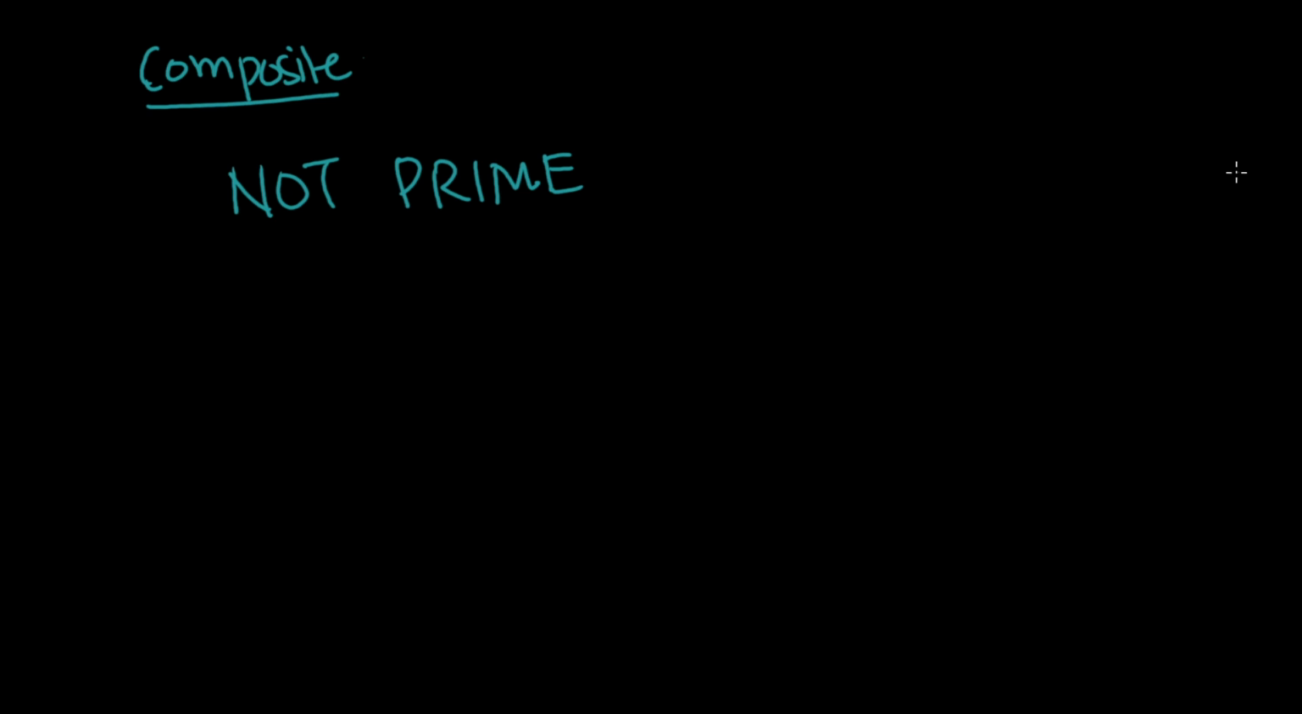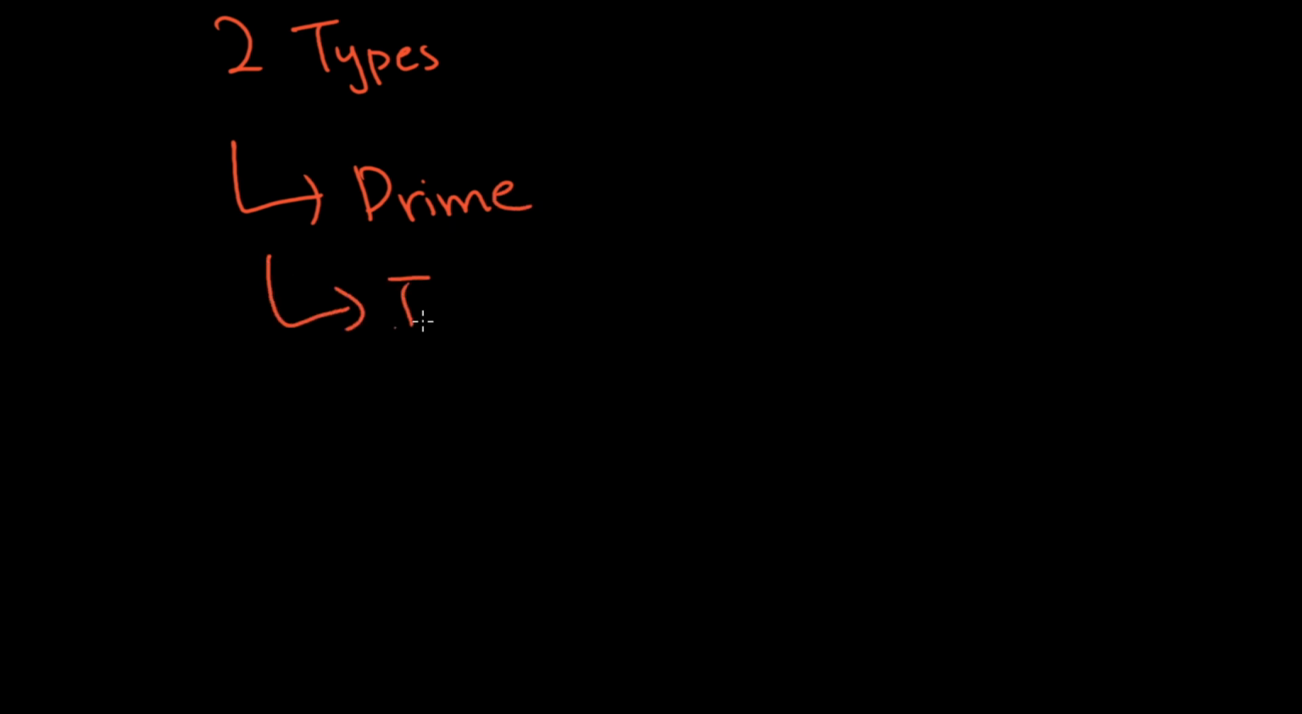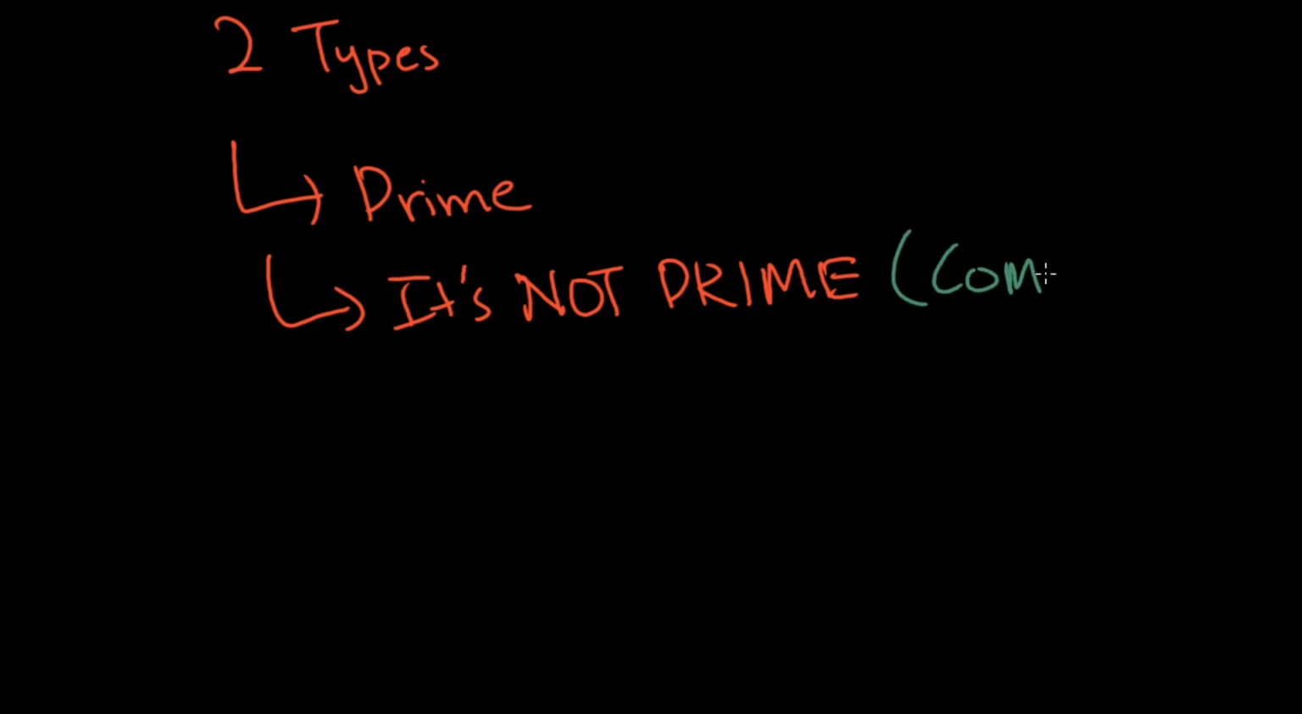So the simple way to understand this is that a number has two types. It's either prime or it's not prime. And when it's not prime, you call it composite.